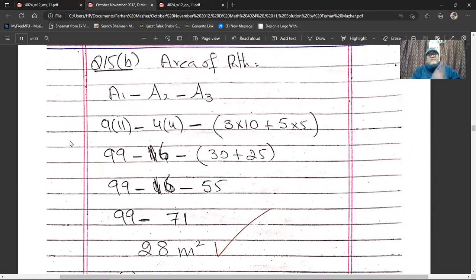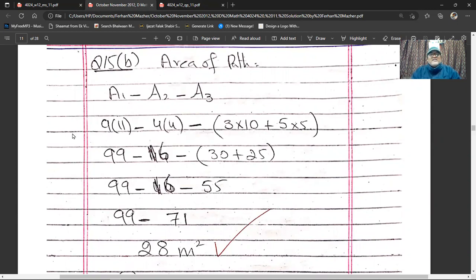So the whole area will be 9 into 11, minus the pond, which is 4 into 4, minus the area 3, which is lawn, that is made of 2 rectangles. One is 3 into 10, and the other one is 5 into 5. So it will be 30 plus 25, so that will be 55.